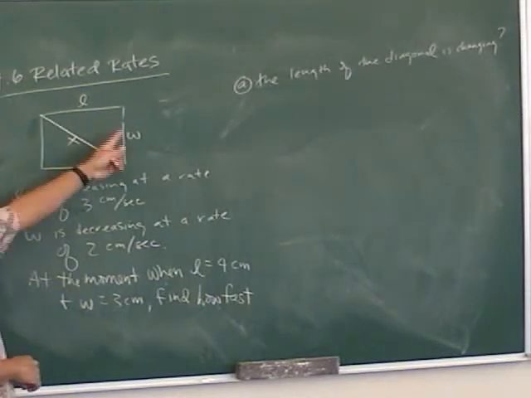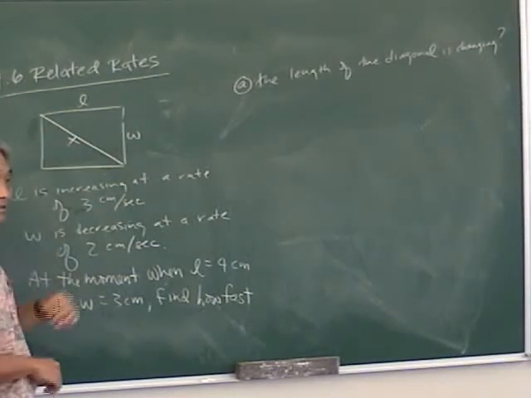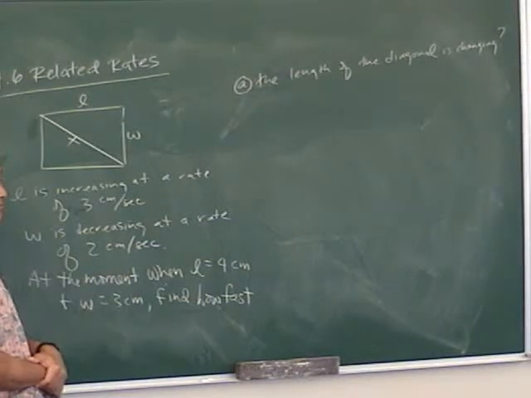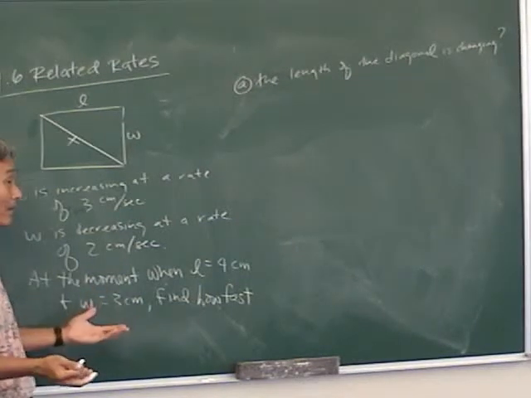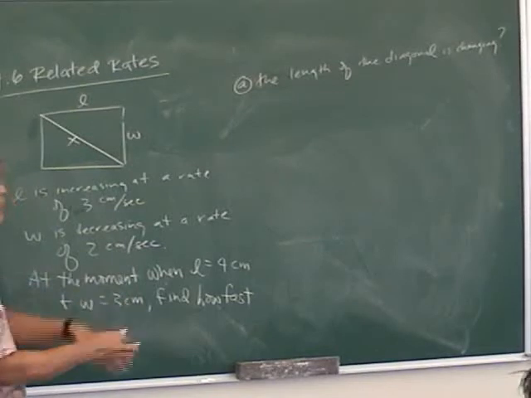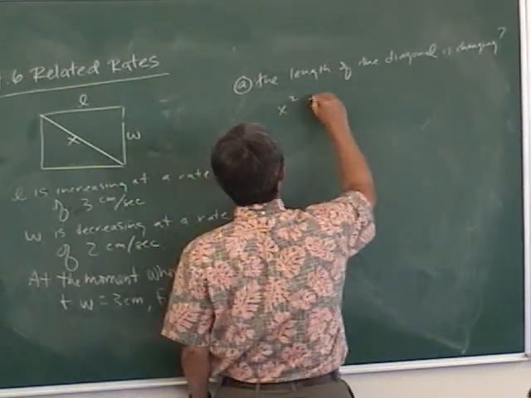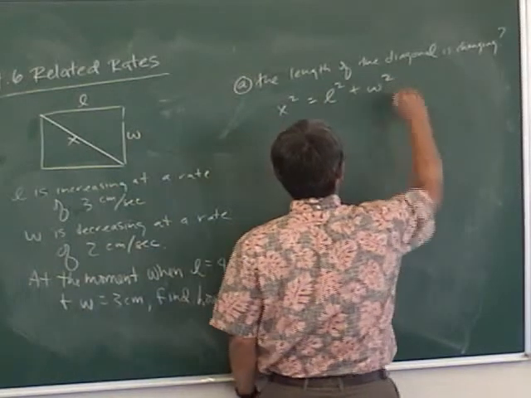Okay, now, first step. Write an equation that relates these variables. Now look at this picture. What equation can I write that relates these three variables together? The Pythagorean theorem! If you see a right triangle, you're going to use the Pythagorean theorem, okay? So x squared is equal to L squared plus W squared.